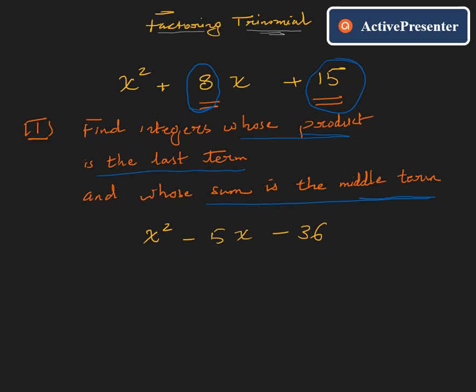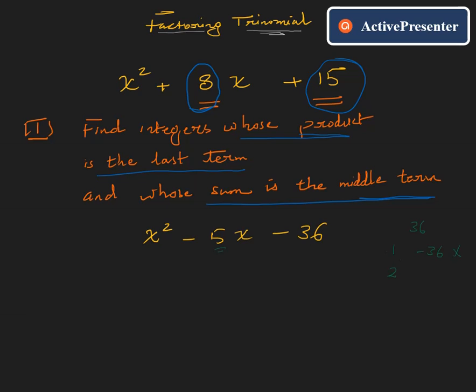x squared minus 5x minus 36. We want to find those integers whose product is minus 36 and whose sum is minus 5. So what are they? Let's try. We have here 36. If you divide it by 1, we will get 36. 1 and 36 add to 37. If you put here negative and here plus, it will be 35. It is not the middle term, so this will be excluded.